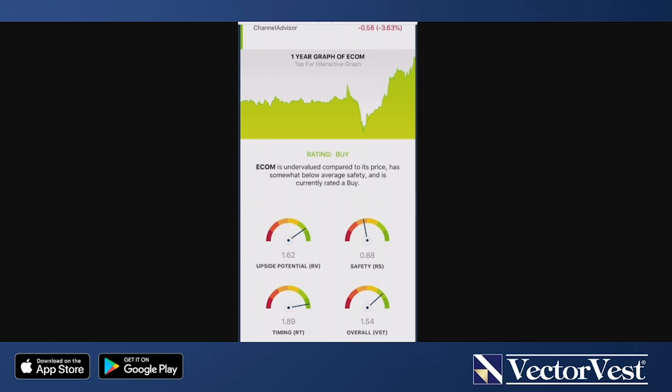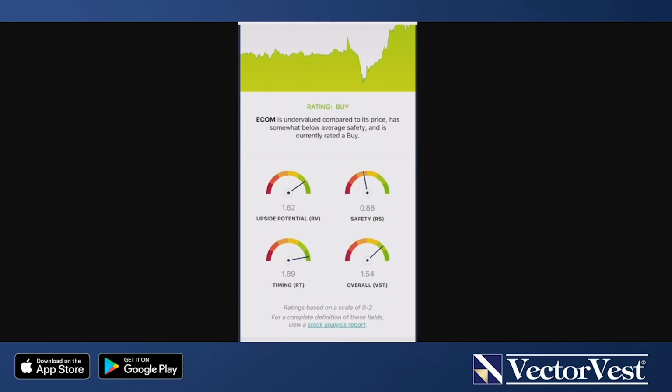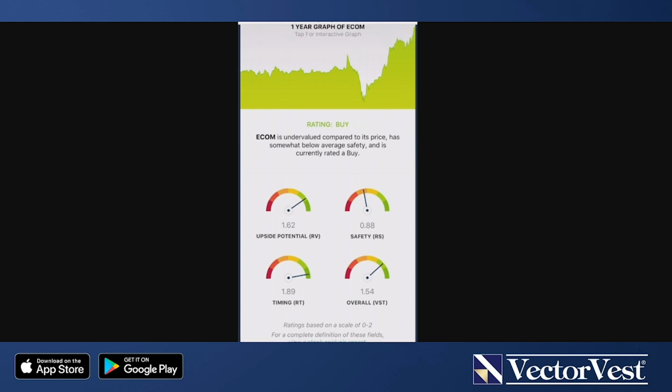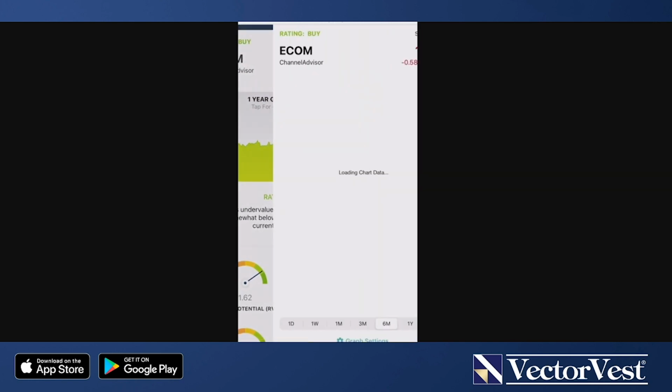ECOM. Great long-term potential. A lot of risk associated with it. Nice strong uptrend. Overall, the stock's favorable. So this is more of an aggressive stock for more of a short-term or a swing trader.